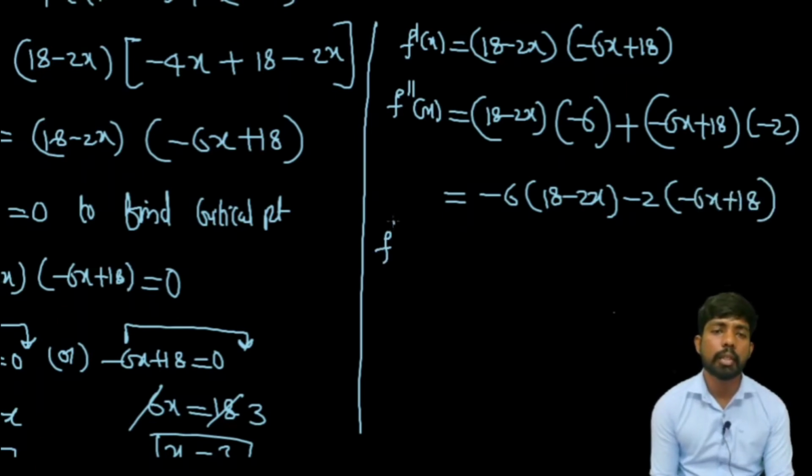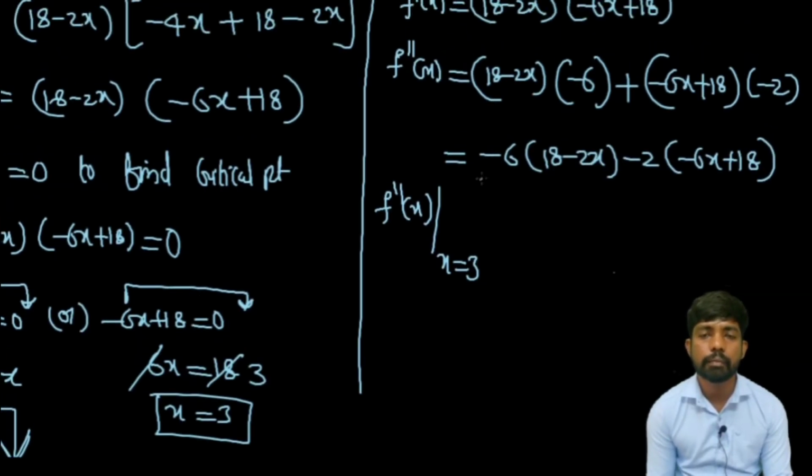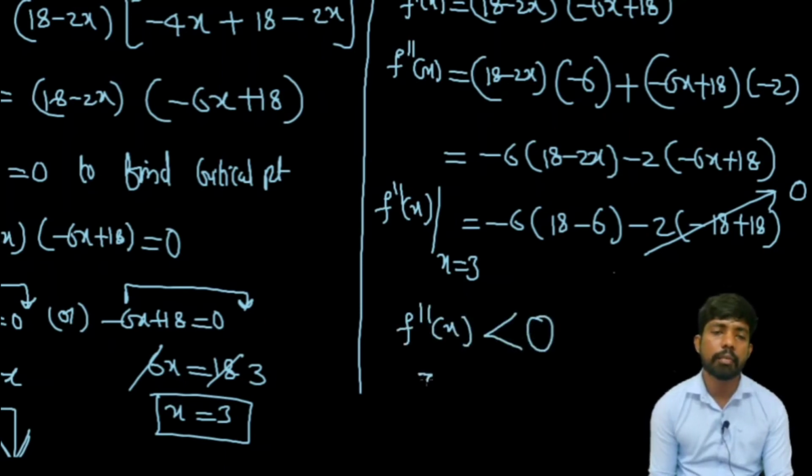If I substitute the critical point, x equals 3, here: minus 6 into (18 minus 3 times 2, that is 6) minus 2 into (minus 3 times 6, that is 18, plus 18, which is 0). So the second term is 0, and the first is 18 minus 6, which is positive, so with the minus sign, positive into negative is negative. Therefore f double dash of x is less than 0, and therefore it is maxima.